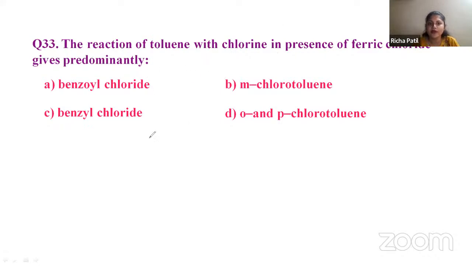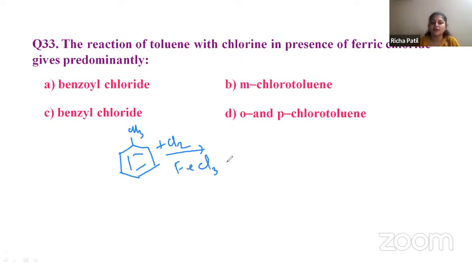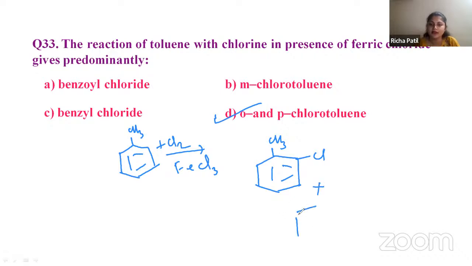So when you treat toluene with chlorine, Cl2, in the presence of ferric chloride, it gives you what? The answer is D, ortho-para-chlorotoluene, right? We had seen this. So with respect to this, you will get CH3 ortho-para-chlorotoluene. Yes, correct. So it is D.